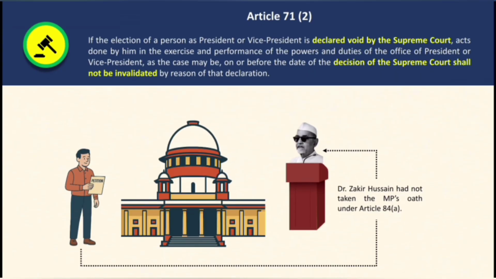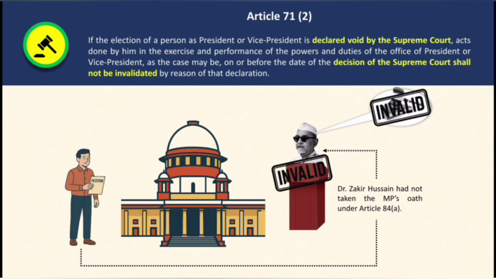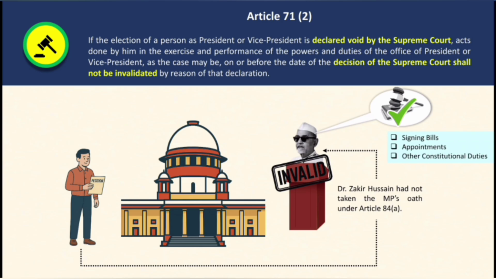Clause 2 of Article 71 talks about what if the court finds the election invalid. If the Supreme Court declares that the election is void or invalid, that does not mean everything the president or vice president did before that decision also becomes invalid. Whatever decisions or actions they took before the court ruling will still be considered valid and legal. Any kind of decisions, including signing bills, appointments, or any other constitutional duties performed before the court's decision remains valid.